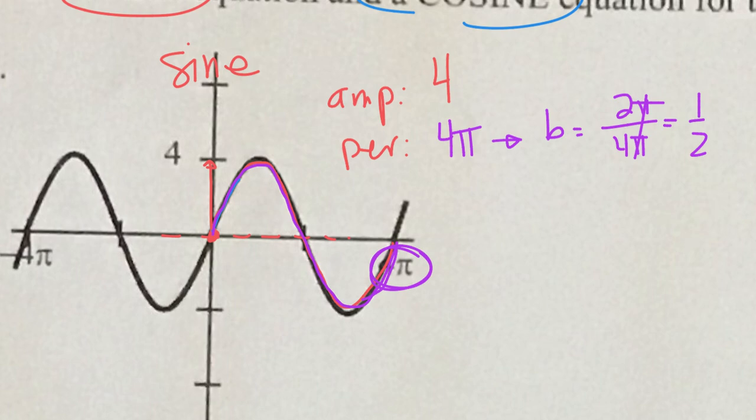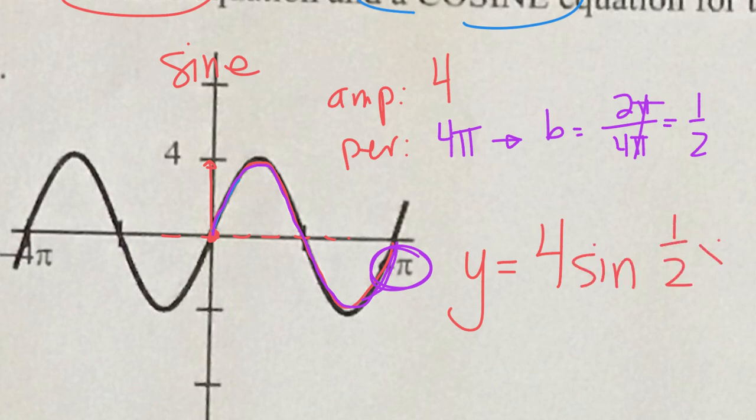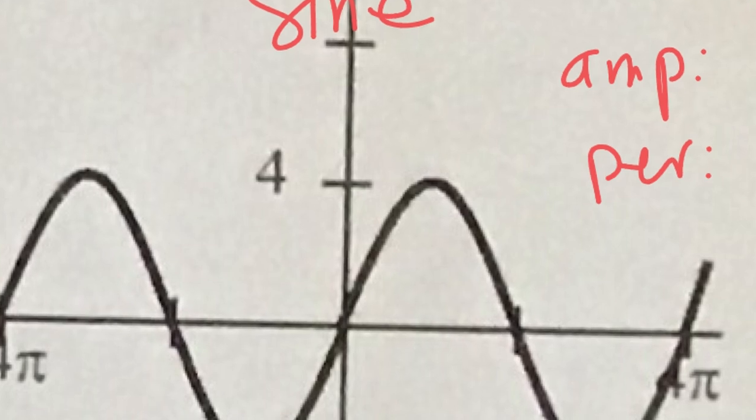So naturally this would be a sine graph, so we can write simply y equals amplitude of 4. So 4 sine of 1/2 x. Right, no phase shift, no vertical shift, so that is as easy as it gets. It is a natural sine graph, so 4 times the sine of 1/2 x. So in order to write a cosine graph, the amplitude does not change, the period does not change. The only thing that does change is your phase shift.